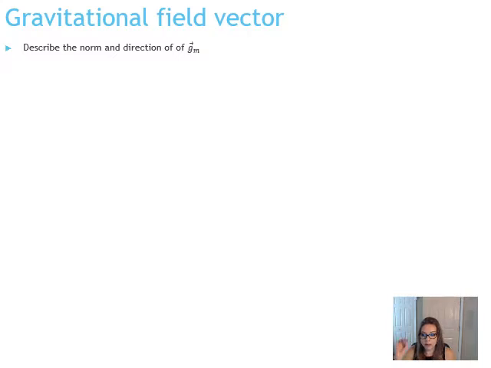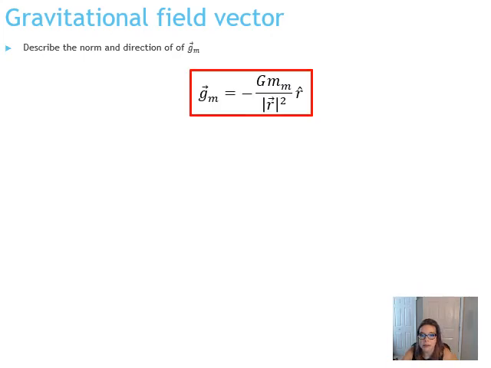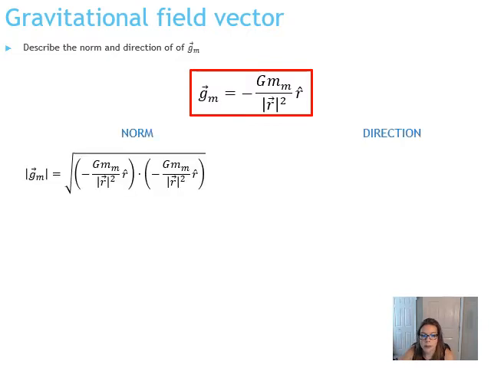So let's look a little bit more conceptually without actually plugging in numbers here. Let's just look at this equation a little bit more. Let's think about the norm of this equation and the direction of this equation separately. So this is a vector. It has a norm and it has a direction. Let's look at the norm. When you're finding the norm of any vector, you're going to dot the vector with itself and then take a square root. So I've written that down.